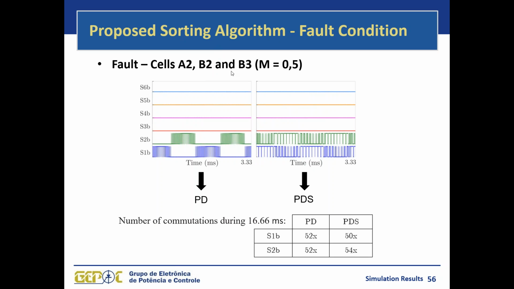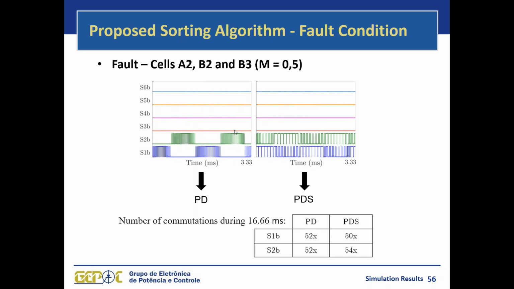In this case, we have one faulty cell on phase A and two faulty cells on phase B, that's B2 and B3. And we have the modulation index equal to 0.5, because once you have faulty cells, you must lower the modulation index. Otherwise, the converter will saturate. It will not be able to synthesize the voltage.